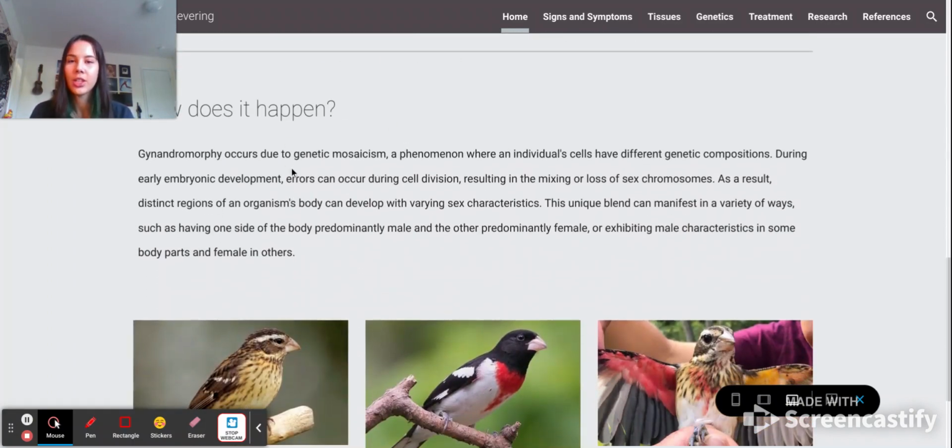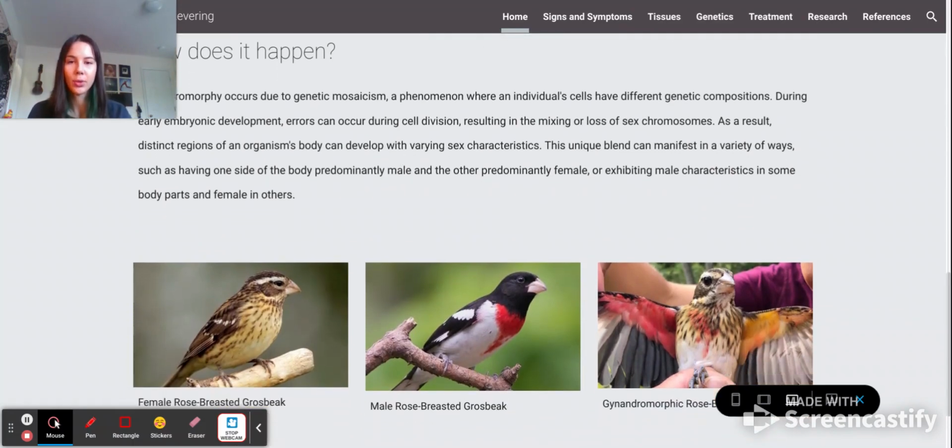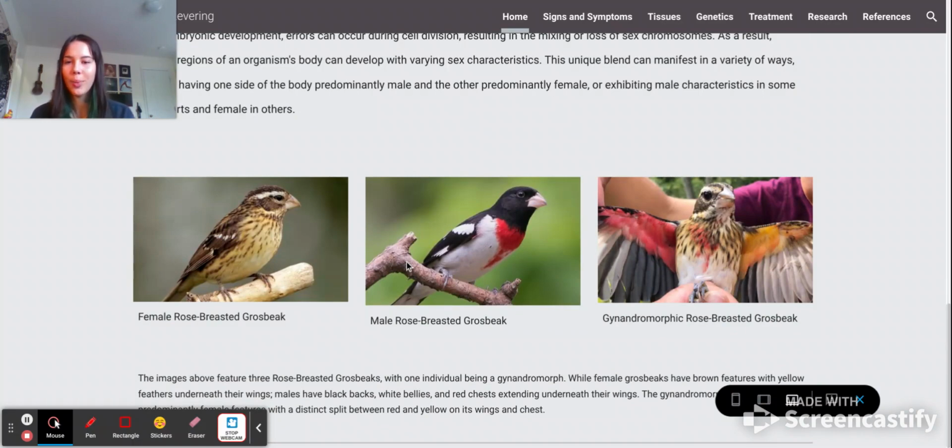I talk a little bit about genetic mosaicism and get more into that in the tissue and genetics portion. And then I finish out my home page with the rose-breasted grosbeak, which I thought was super cool because it has most of the coloration and pattern of the female, especially on the chest, but has a little bit of the rose breast and rose wing of the male. So I thought that was interesting to add.